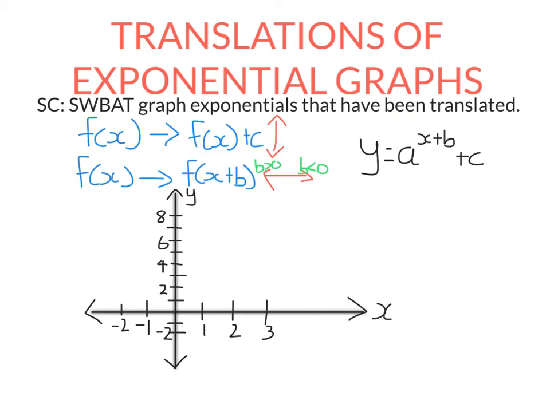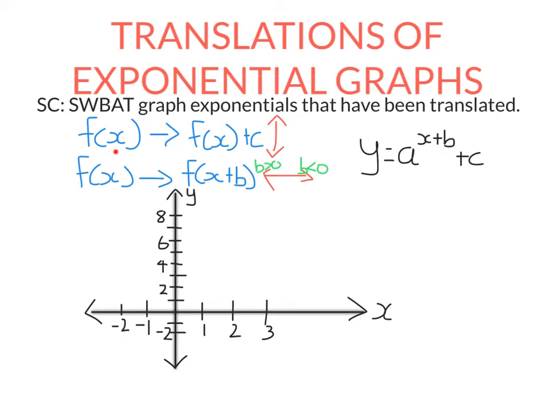Thank you so much for tuning into this video in which we go through translations of exponential graphs. So we know that a basic exponential is y equals a to the power of x. We're looking at graphs of the form y equals a to the power of x plus b plus c. So what do these coefficients b and c do? Well, it turns out they do the same to this type of function as they do to all other functions.